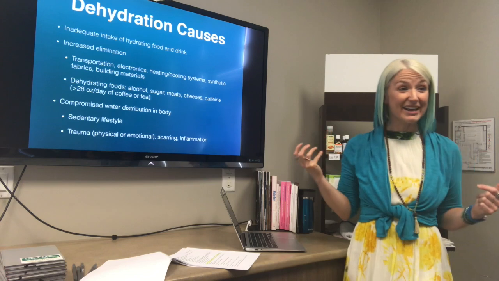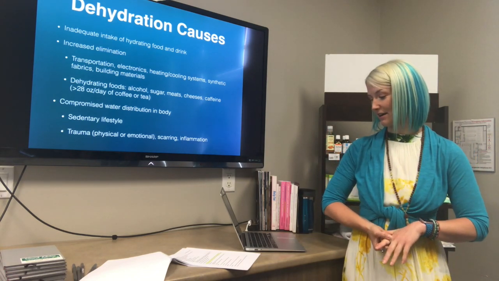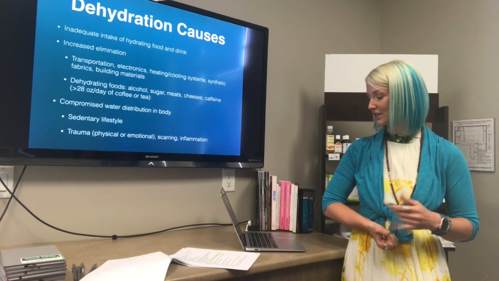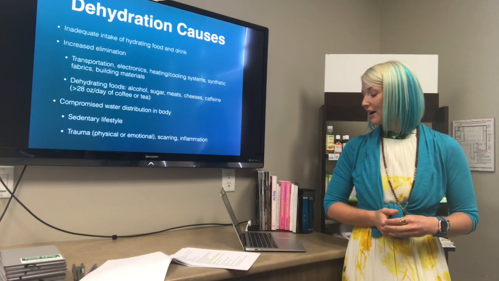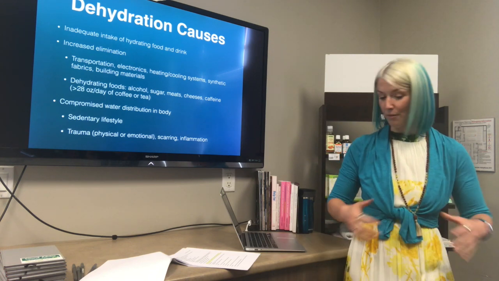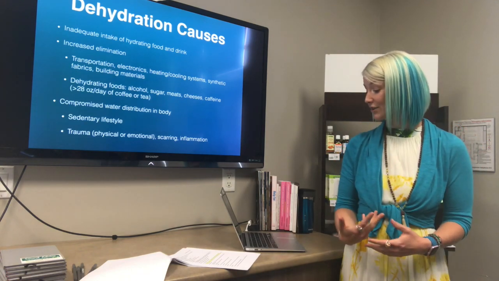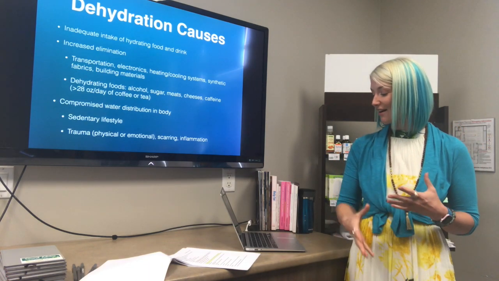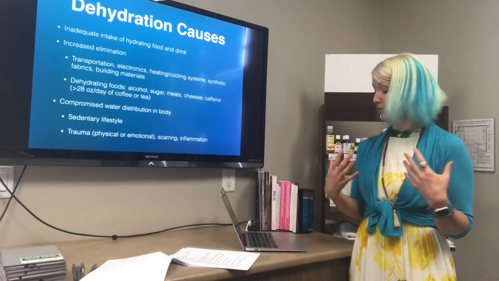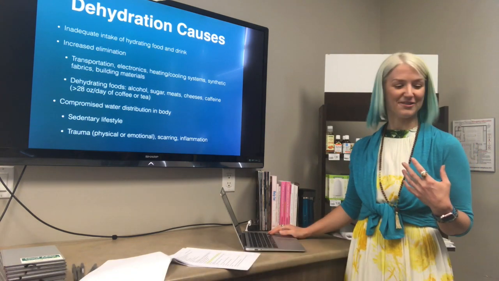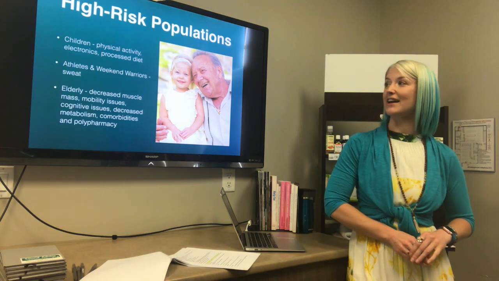Building materials: if you don't have paint sealing off your drywall, it's dehydrating, and wood is dehydrating. So being inside is very dehydrating. We eat a lot of foods that suck out our moisture. Alcohol, sugar, meats, cheeses, and caffeine are the prime culprits. And if we are not moving, our water isn't moving, and so the tissues that need the most aren't getting hydrated. Trauma, scarring, and inflammation all tighten up that fascia and don't allow it to distribute water. The highest risk populations are children because they are very active.